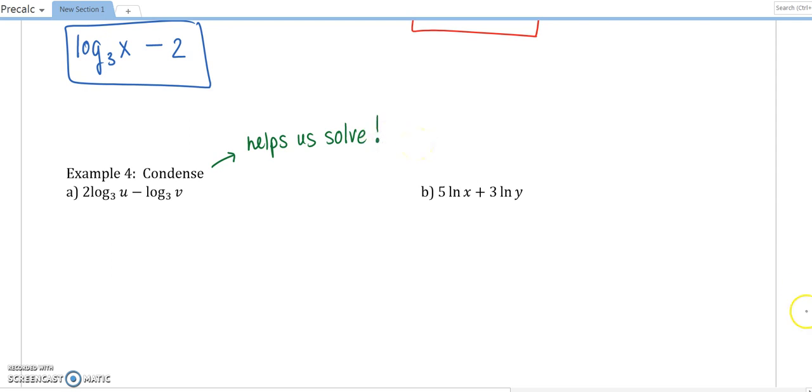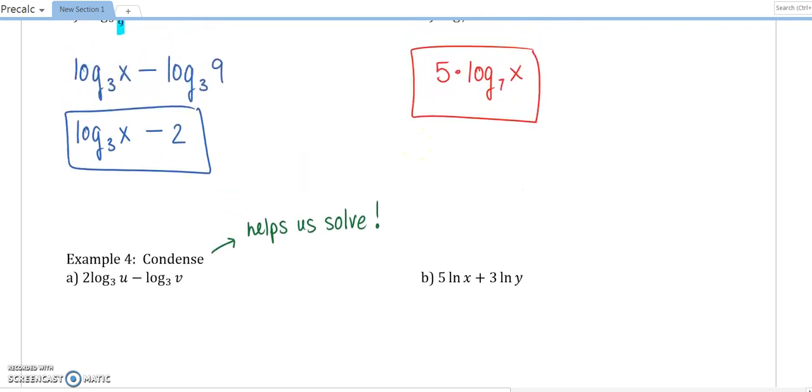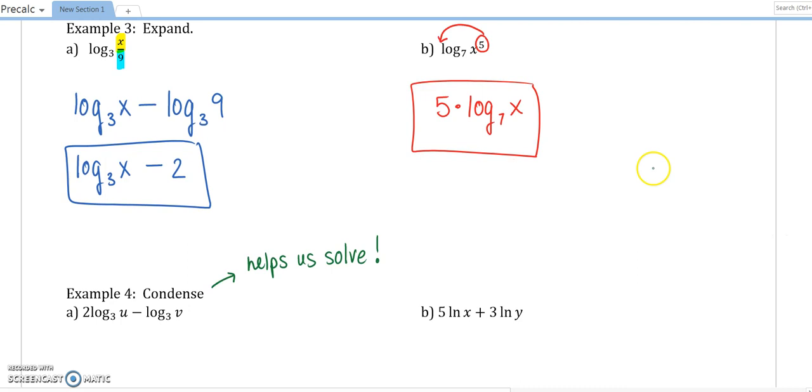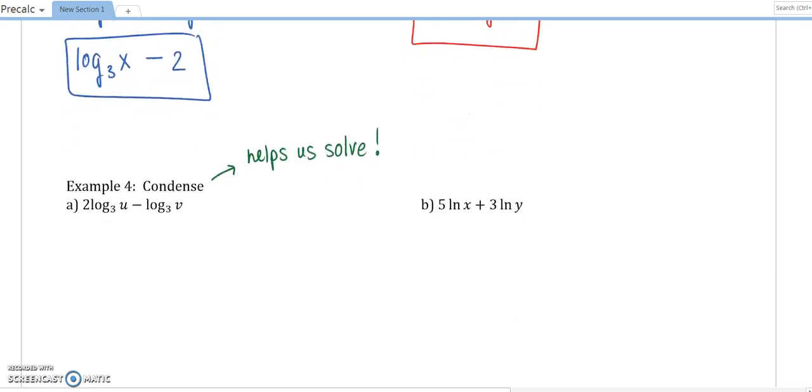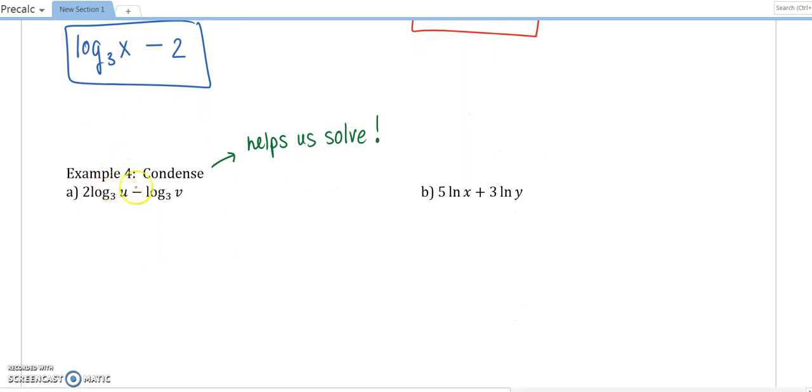Alright, so basically what we did with expanding, we're going to do the opposite with condensing. And what that means is if I have coefficients, I'm going to turn them back into exponents, put them back inside the log. And if I have subtraction or addition, I'm going to turn them back into division and multiplication. So here, for example, 2 times log base 3 of u minus log base 3 of v. The first thing I do is I see a coefficient, and so I'm going to turn that into an exponent. So that'll be log base 3 of u squared. The other one doesn't have one, so I can just rewrite it.